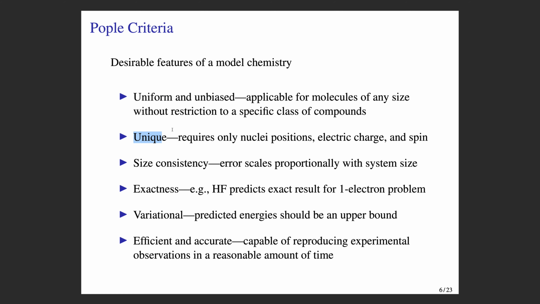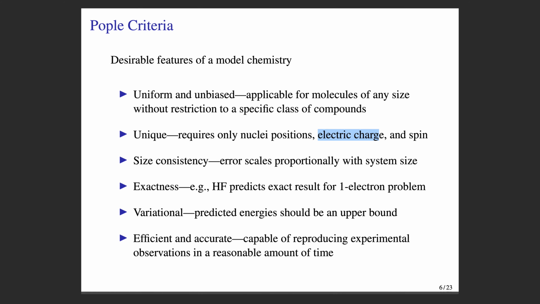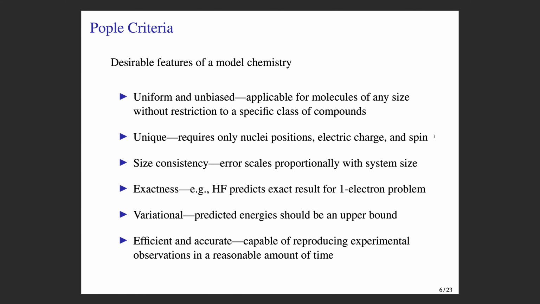The one other feature is that the model chemistry should be unique in the sense that it really requires only certain types of information to be supplied as input. For example, what are the positions of the nuclei relative to one another? What is the charge of the molecular species? And then something that we'll talk about later called the spin multiplicity. So that's another input. And so we'll specify what that means as we go.